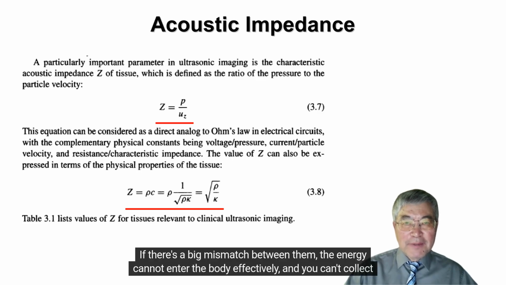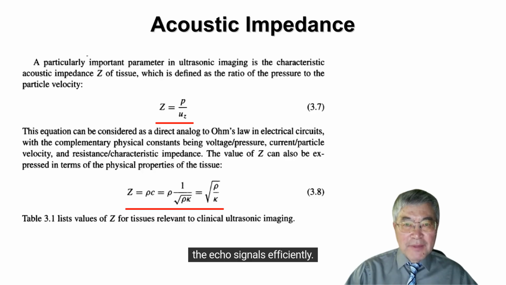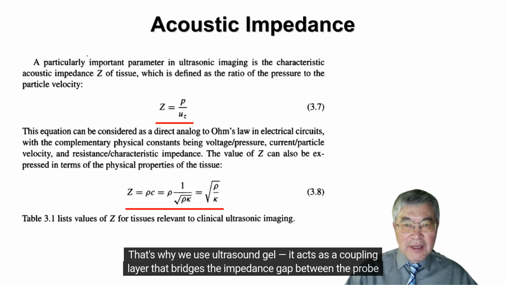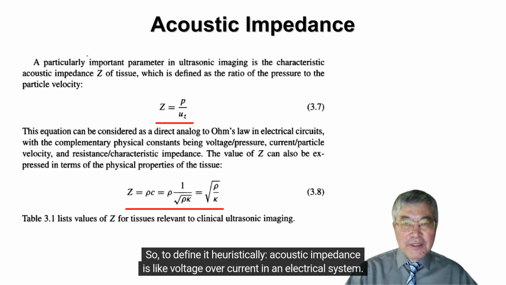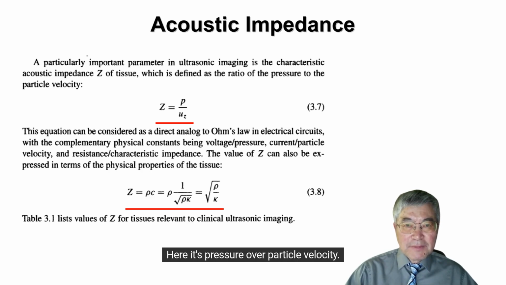If there's a big mismatch between them, the energy cannot enter the body effectively, and you can't collect the echo signals efficiently. That's why we use ultrasound gel. It acts as a coupling layer that bridges the impedance gap between the probe and the skin. So, to define it heuristically, acoustic impedance is like voltage over current in an electrical system. Here it's pressure over particle velocity.